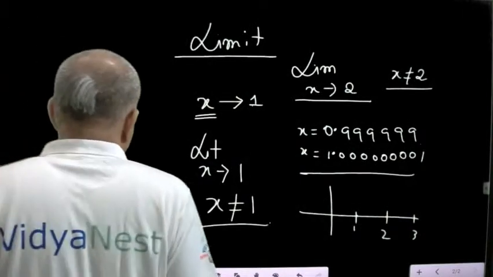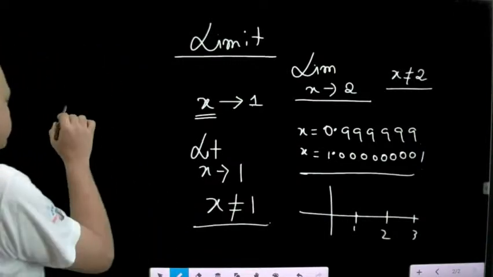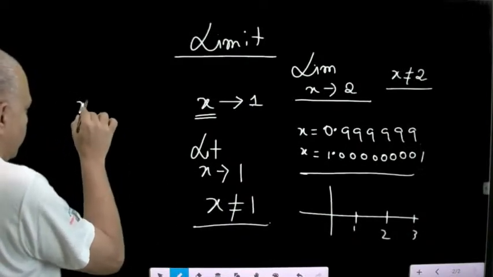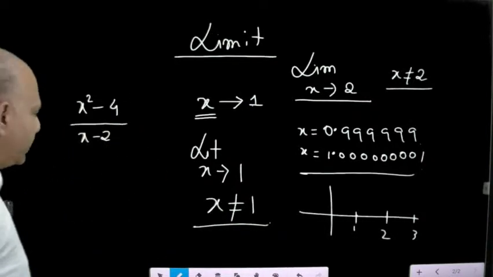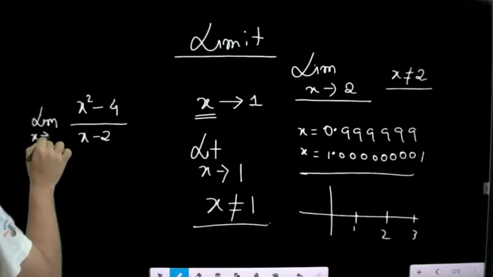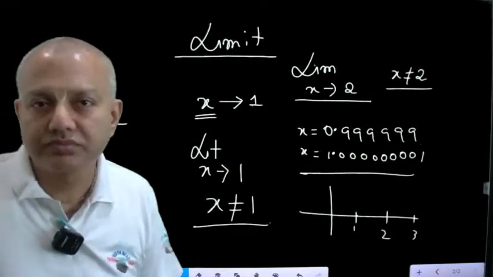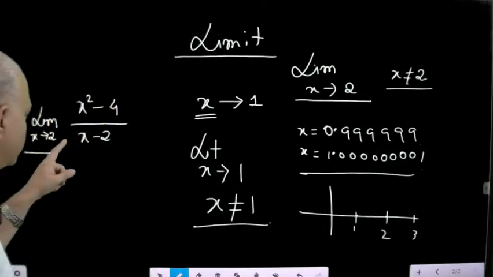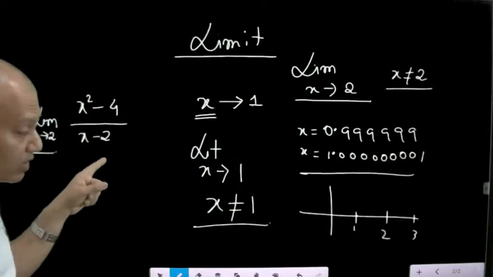So see, if I'm going to give an expression, x square minus 4 by x minus 2, limit x tending to 2. If I'm going to tell you to find the value, what to do here? Simple thing, since x is tending to 2, x is extremely nearer to 2, almost equal to 2, but not equal to 2.